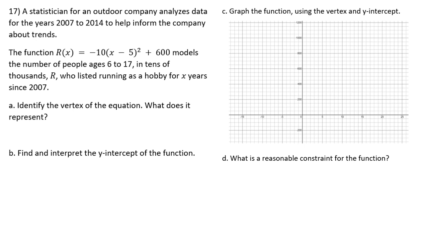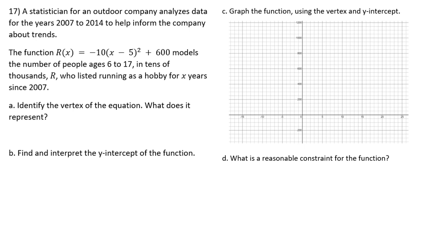Okay, last problem. A statistician for an outdoor company analyzes data for the years 2007 to 2014 to help inform the company about trends. The function r of x equals -10 times (x minus 5) squared, plus 600 models the number of people ages 6 to 17, in the tens of thousands, who listed running as a hobby for x years since 2007.